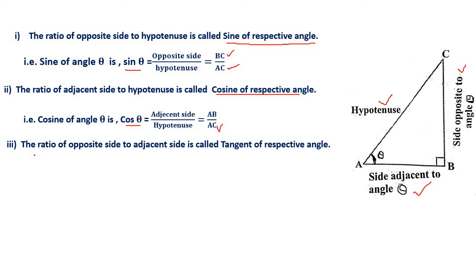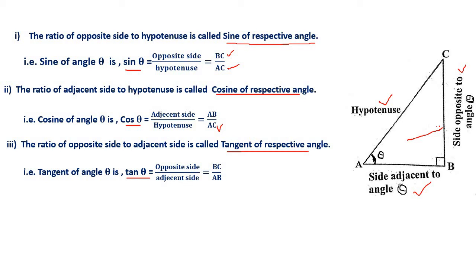Then the ratio of the opposite side to the adjacent side is called the tangent of the respective angle, written as tan theta. So tan theta is the opposite side divided by the adjacent. The opposite side is BC, the adjacent side is AB, and the hypotenuse is AC.